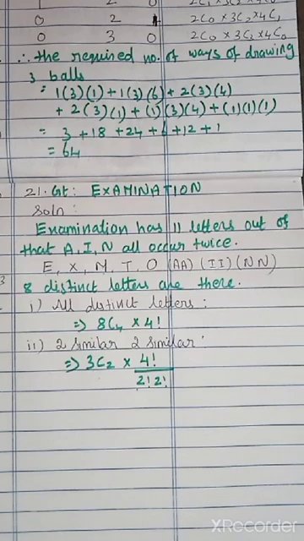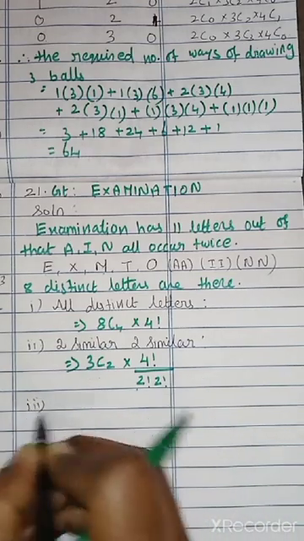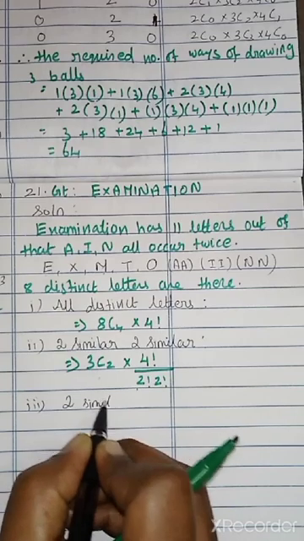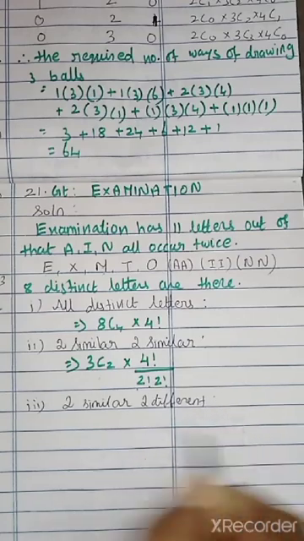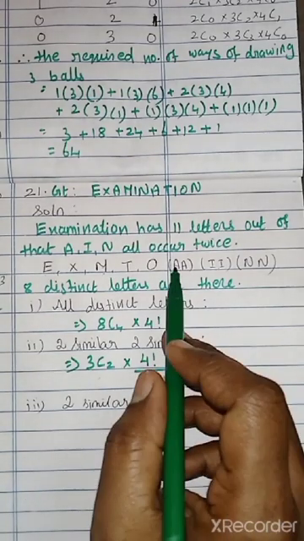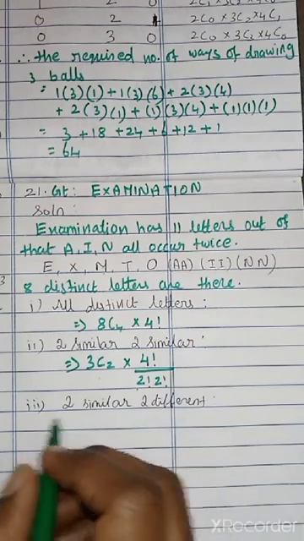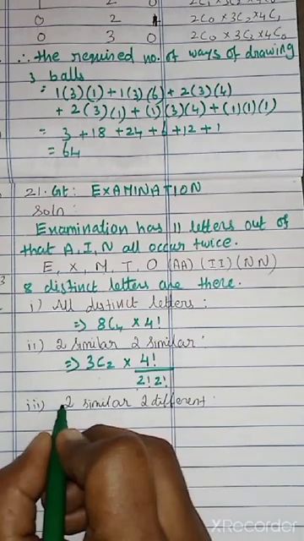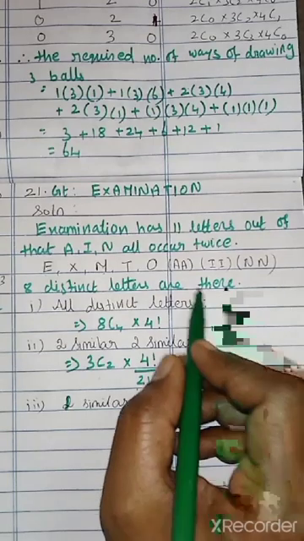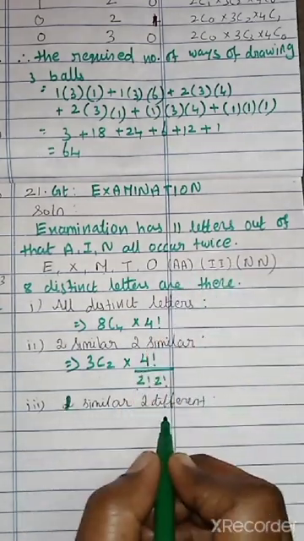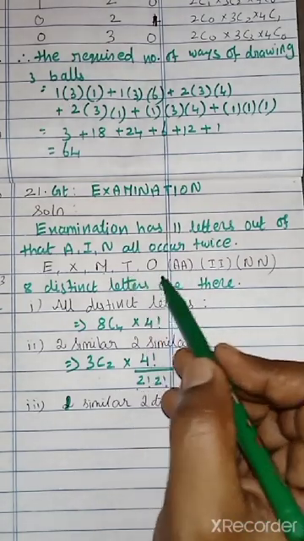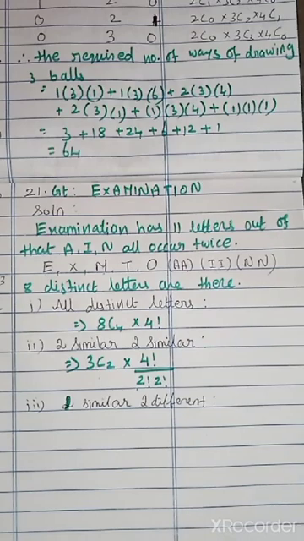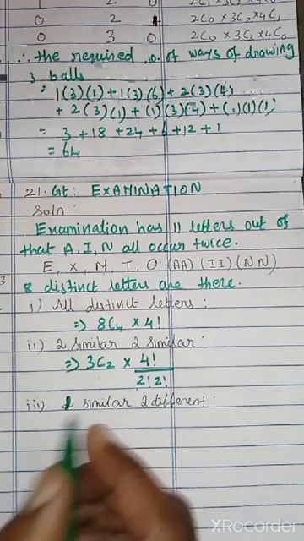And the last case: 2 similar, 2 different. Actually 1 similar, 2 different, because if I choose 2 similar sets, that is already 4 letters. So 1 similar, I can choose AA, and 2 different, TO. So totally 1, 2, 3, 4 letters. That is 1 similar and 2 different.